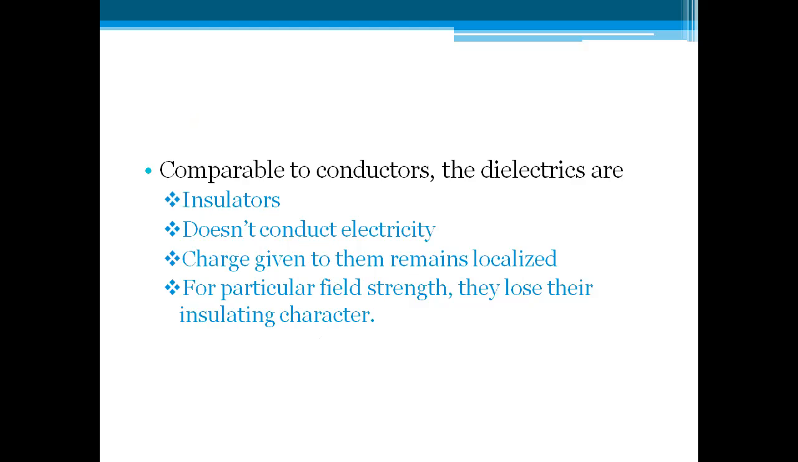Comparable to the conductors, dielectrics are insulators and do not conduct electricity. Charge given to them remains localized, and for a particular field strength, they lose their insulating character. These are the four different characteristics of a dielectric material comparable to a conducting material.